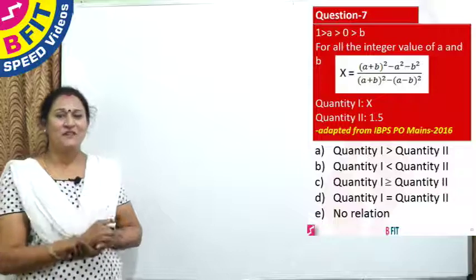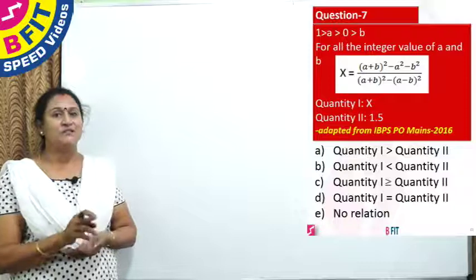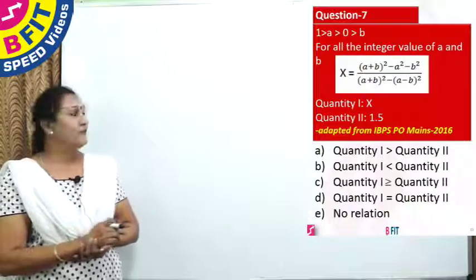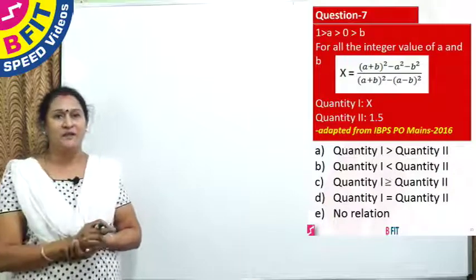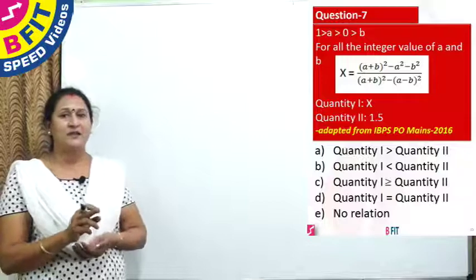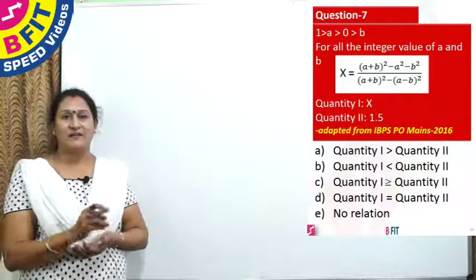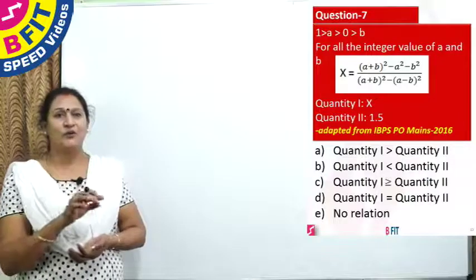We'll see the next question. This question also is taken from IBPS PO Mains 2016. So here is an expression given where x equals (a plus b) whole square minus a square minus b square, by (a plus b) whole square minus (a minus b) whole square. So two quantities are given, where the x value has to be found, and quantity 2 is 1.5.